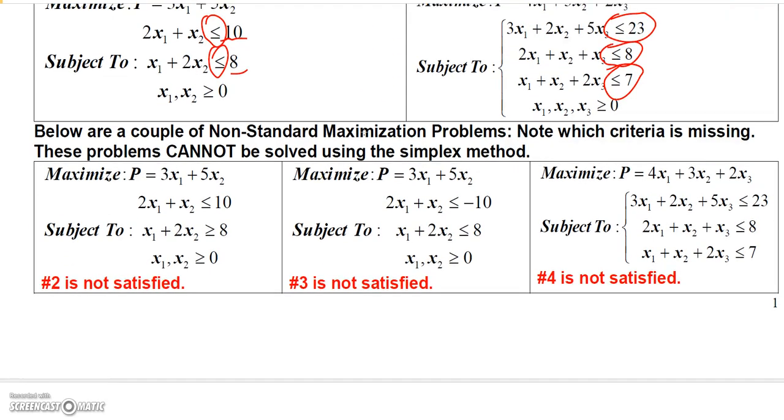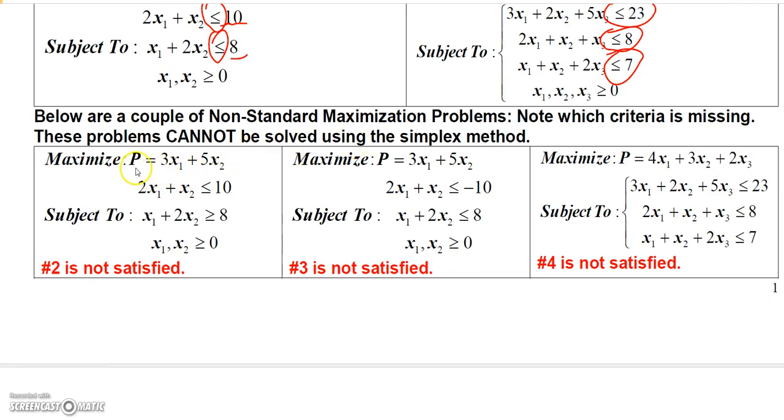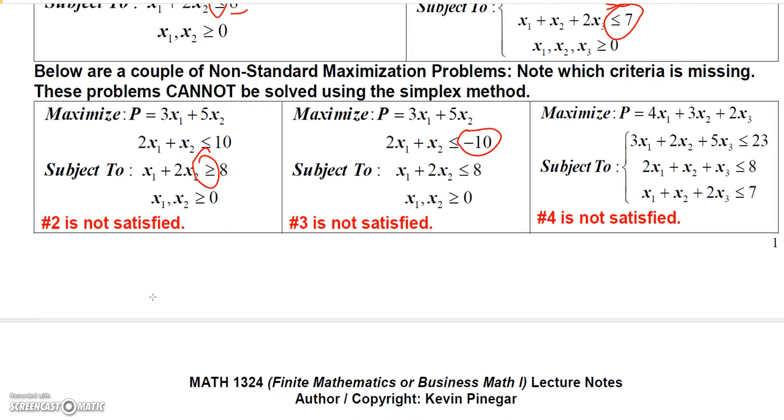But these other problems are actually not standard. This one's not a standard maximization problem because your constraint here is greater than instead of less than. This one's not standard, even though both constraints are in the less than form. This is a negative number, and remember the constraints must be less than or equal to a non-negative number. And this one does not have the non-negative constraints, like we have up here, x1, x2, x3 greater than or equal to 0. So none of these three would be a standard maximization problem.